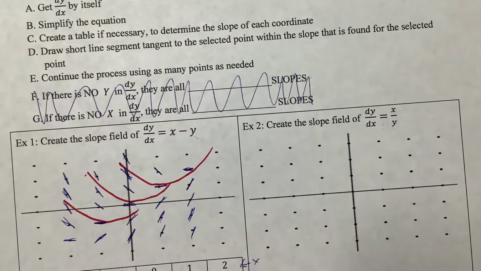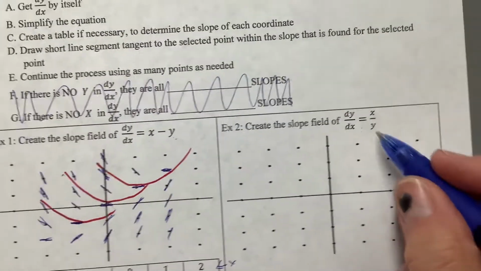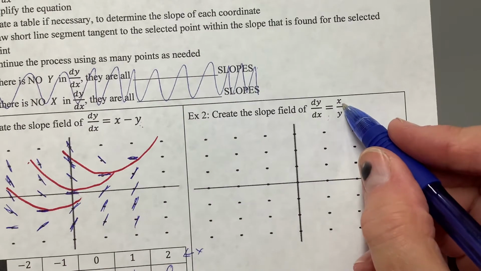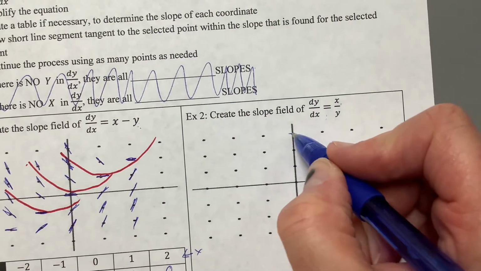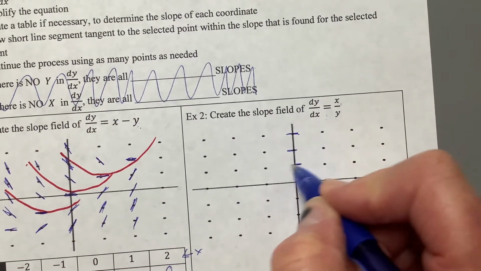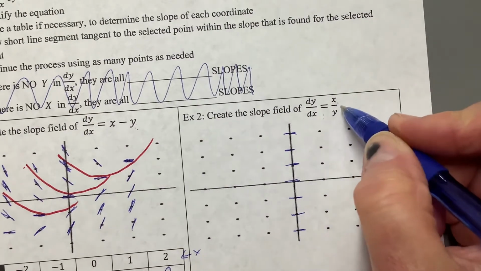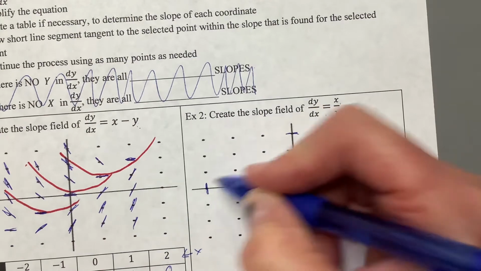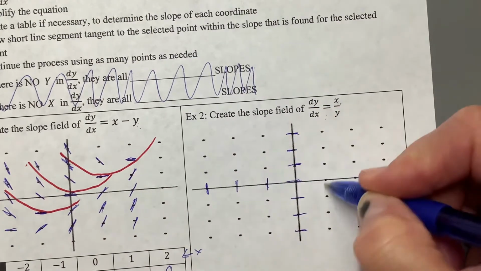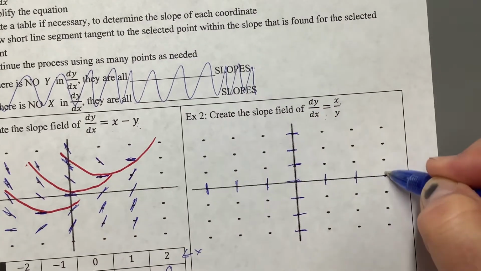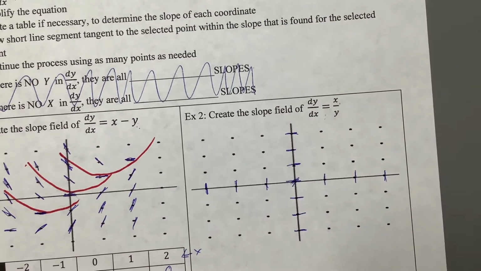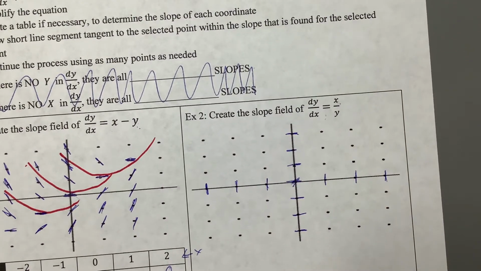This one, we can do this. It's kind of important. If you let x be 0, all of these are 0. So this goes like that. If y is 0, it's undefined. Well, an undefined line is vertical. So those are all vertical. And I guess this one we should erase because 0 over 0 is not there.